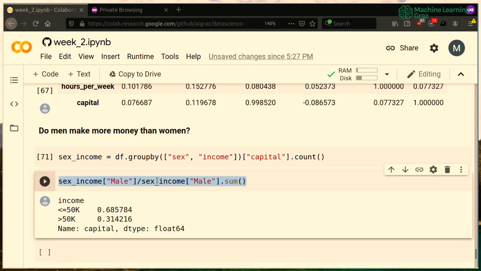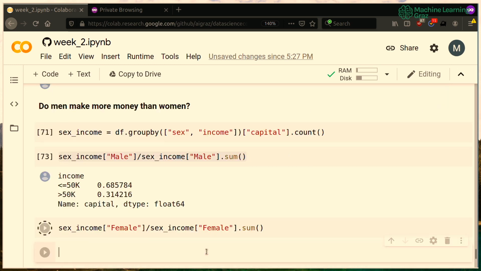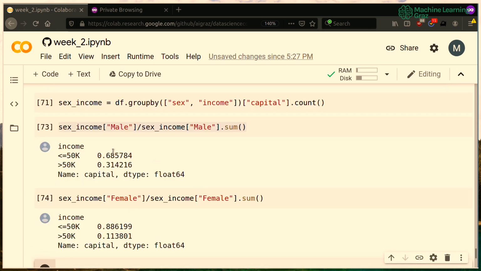So we can do the same for male and female. And we can see here 68% made less than 50K. And okay, these numbers are interesting. So we can see that only 10% of women make more than 50K, whereas 31% of males make over 50K. So there's a big difference here, a big gap.